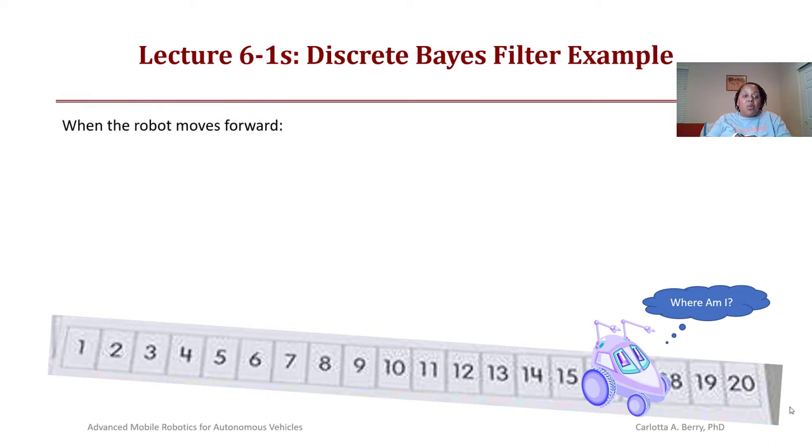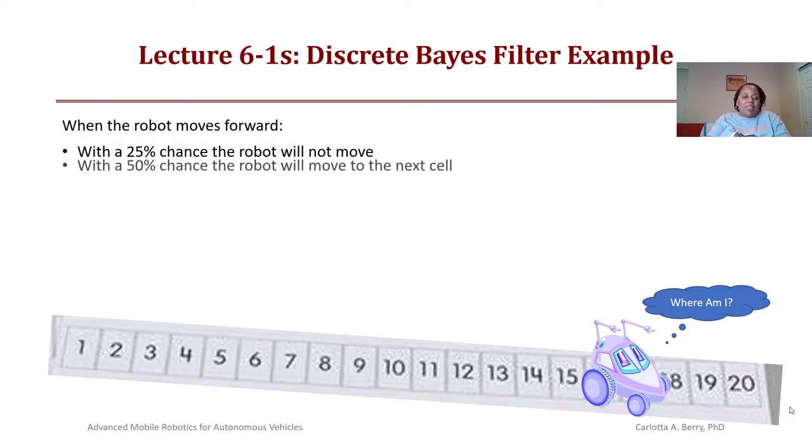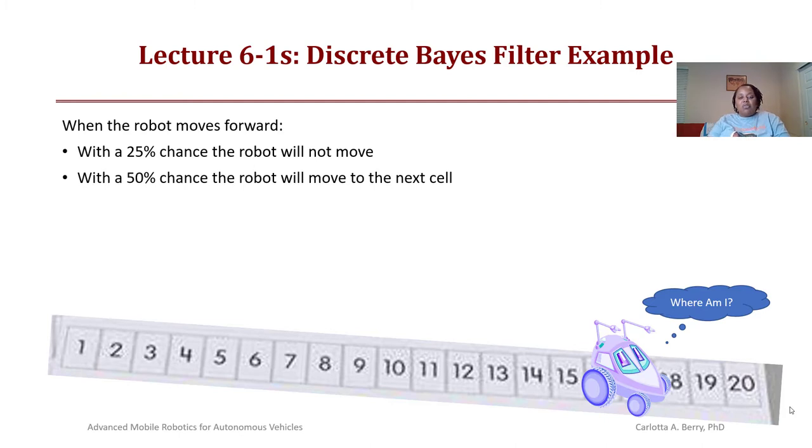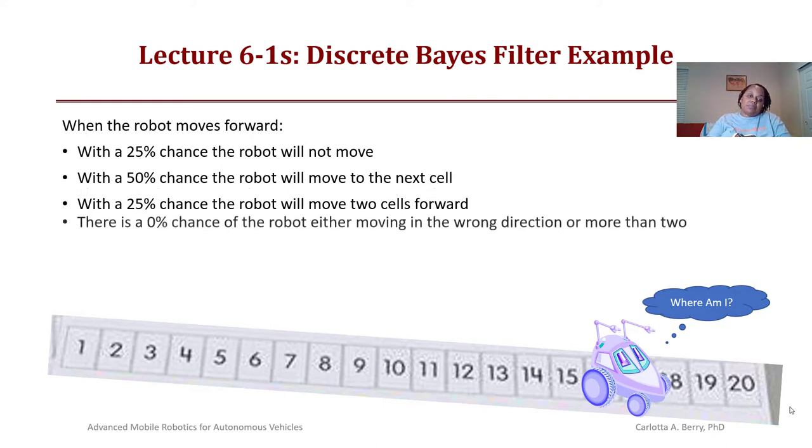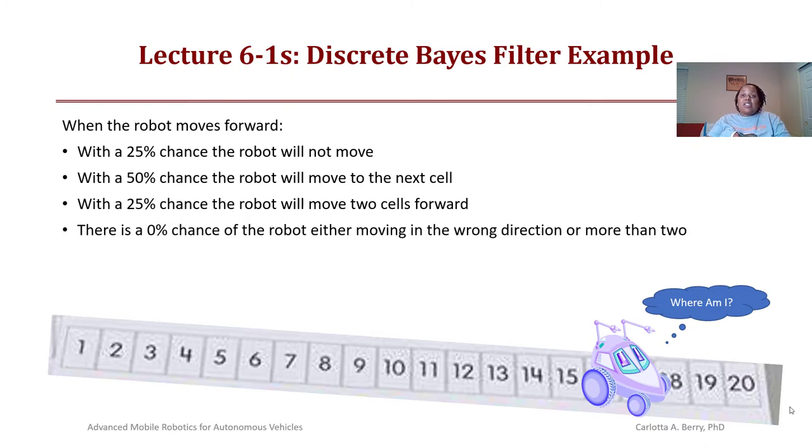The way that we represent that error, for example, if the robot is moving forward, is we say that there's a 25% chance the robot will not move at all. There is a 50% chance that it will move forward to the next cell, or there is a 25% chance it will overshoot the next cell and move forward by 2 cells. And there's a 0% chance that the robot will move forward more than 2 cells or move backwards. The same probability stands whether the robot is moving forward or backwards.